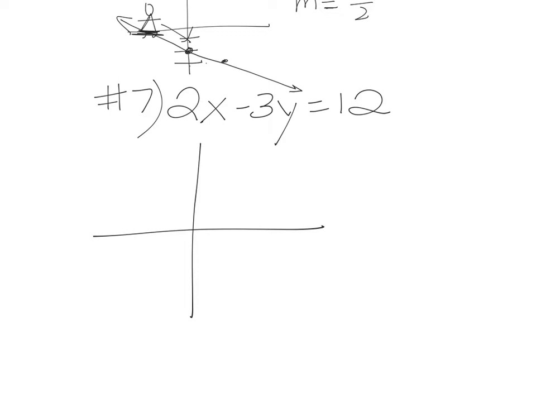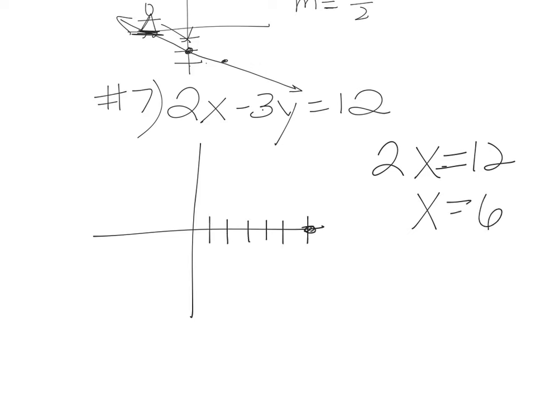If I want to find the x-intercept, all I have to do is take my finger and cover up the y, because y would be 0. Remember this? And you get 2x equals 12, so x would be 6. So I go over to where x is 6, and I plot a point there. And then I do the same thing. I cover up the x with my finger, and I get negative 3y is 12, so y would be negative 4. And I have my 2 points, and I draw my nice straight line.